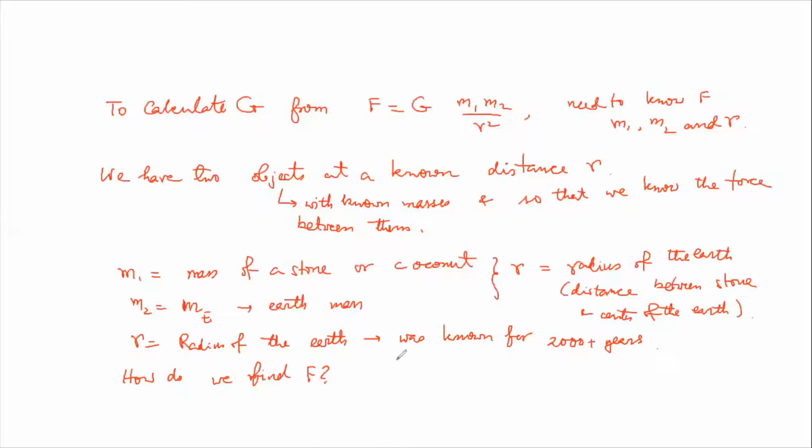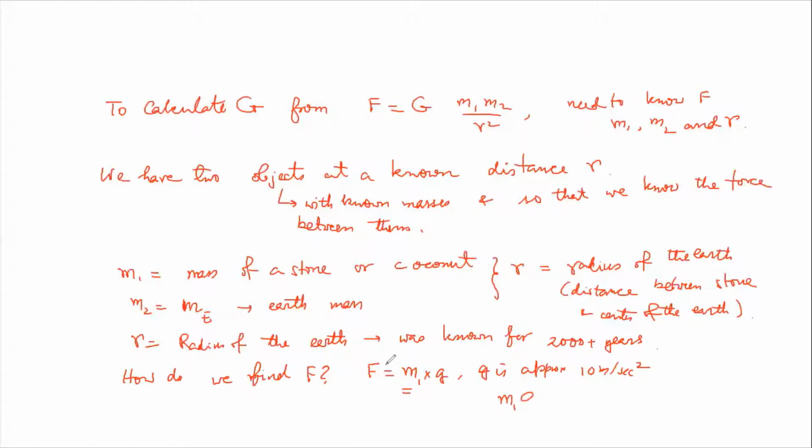Here Newton realized the force is also equal to m1 times g, where g is approximately 10 meter per second square, because we know that every object falls to the earth with the same acceleration. So the mass of the particle is m1, therefore you can put the force as m1 times g. So now you can combine these two things.